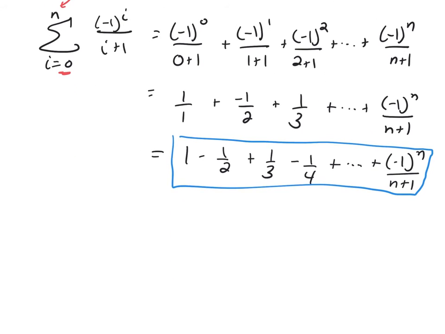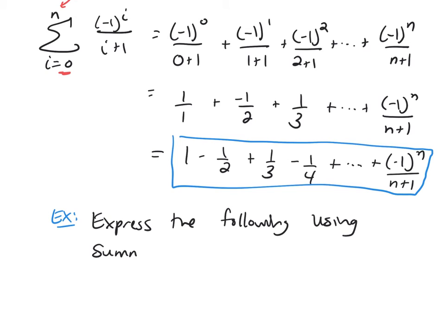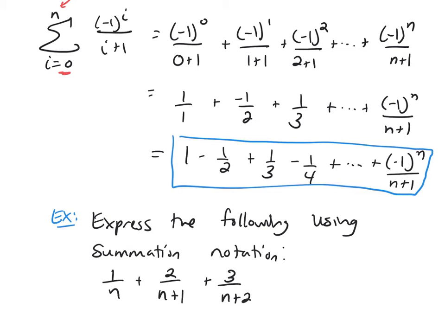So let's look at one more of these. Let's say express the following using summation notation: 1 over n, plus 2 over n plus 1, plus 3 over n plus 2, and it ends at n plus 1 over 2n.